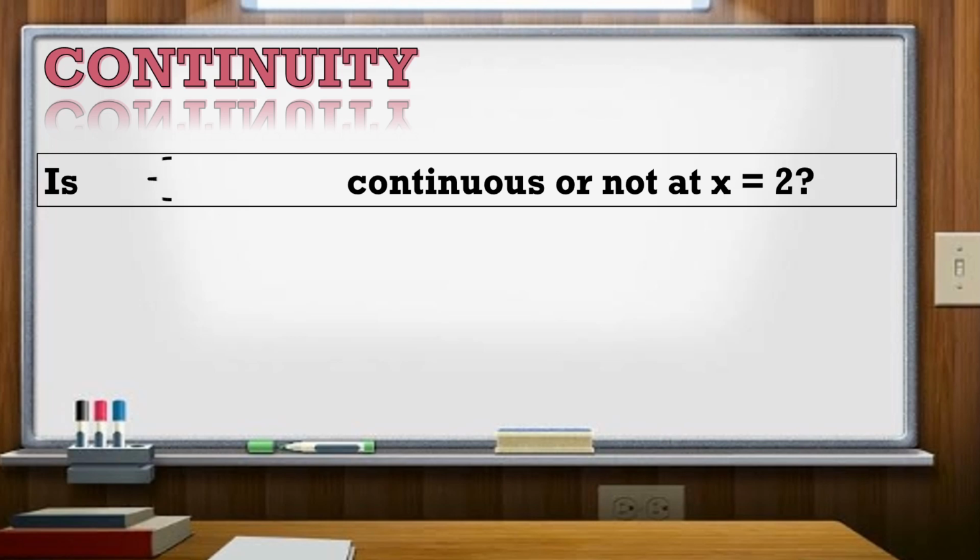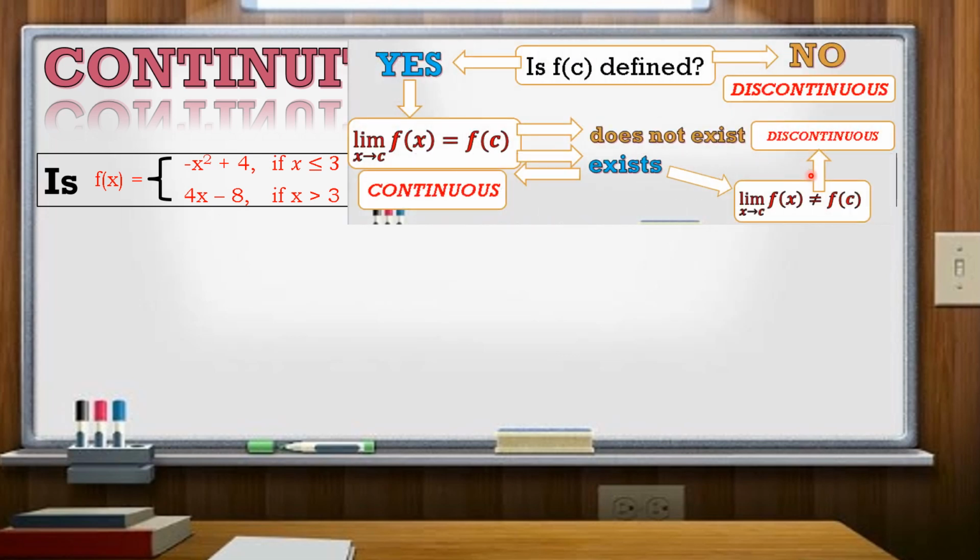Let's say for example, we have a piecewise function. Is your piecewise function continuous or not at x is equal to 3? So, ulitin lang natin, this is the strategy na gagamitin natin. Una ang gagawin is to find if your f of c is defined or not.